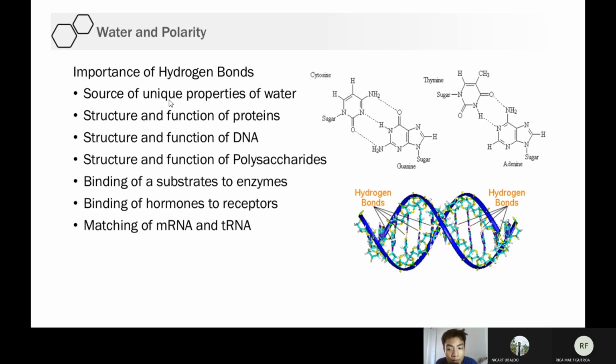Okay? So, maraming effect yun sa ating mga biomolecules. For example, hydrogen bond is important because it shows the unique properties of water. That is a small molecule pero malakas yung strength ng mga molecules na yun. That's why it boils at 100 degrees Celsius compared to others. And also, hydrogen bonds can determine the structure and the function of your proteins.